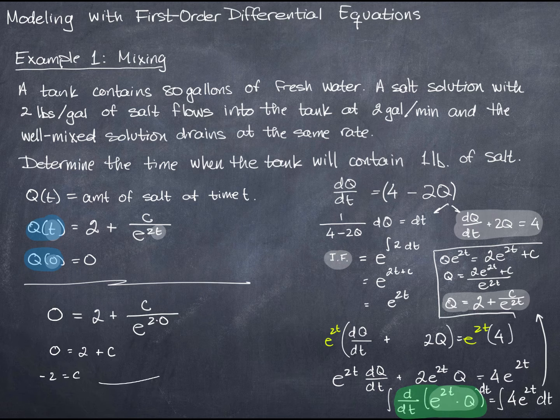Now I know what c is. I can plug it in up here. So I have a formula for the amount of salt in the tank at any given time: 2 plus c over e to the 2t, and I now know c to be negative 2. So I'm going to make that a minus 2. All right, I'm going to erase a little bit of stuff here, give myself some more room. Cordon that off as well.